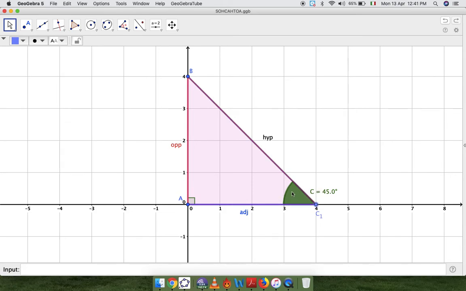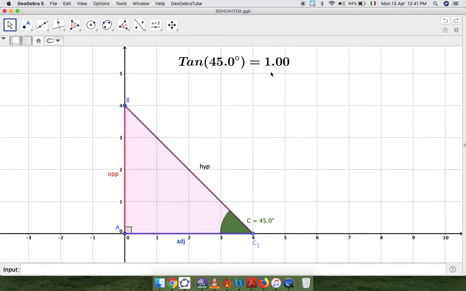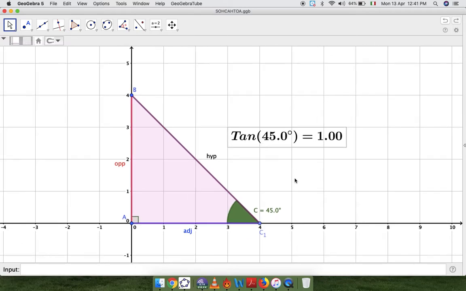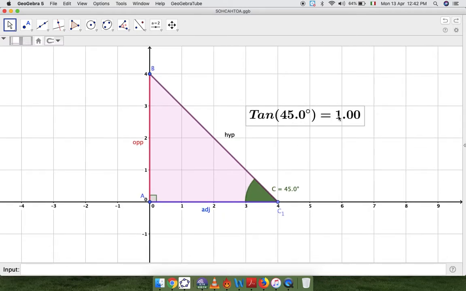I want you to compare the length of the opposite side of the triangle to the adjacent side of the triangle. And maybe you notice something here. Maybe you're looking at this and you're saying, wait a minute, the opposite side has length 4. The adjacent side has length 4. So 4 divided by 4 is 1. And you would be right. So the tangent of 45 degrees is 1.